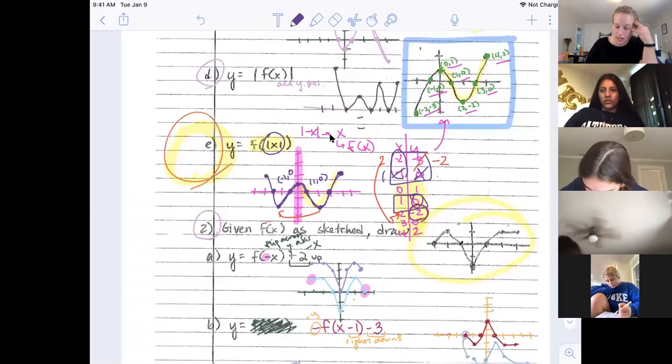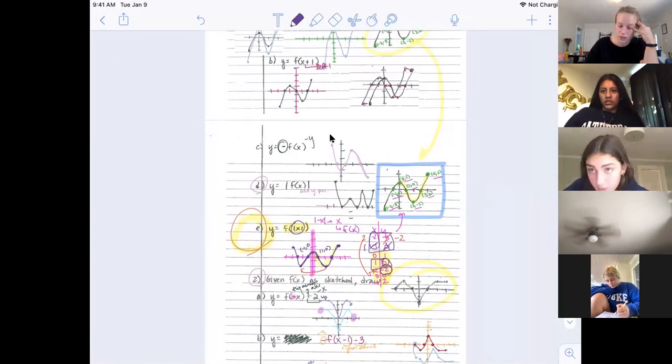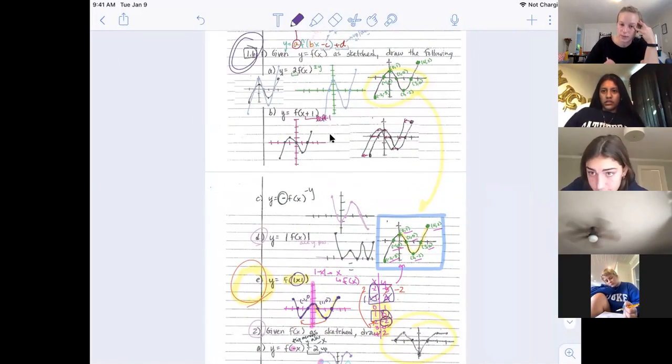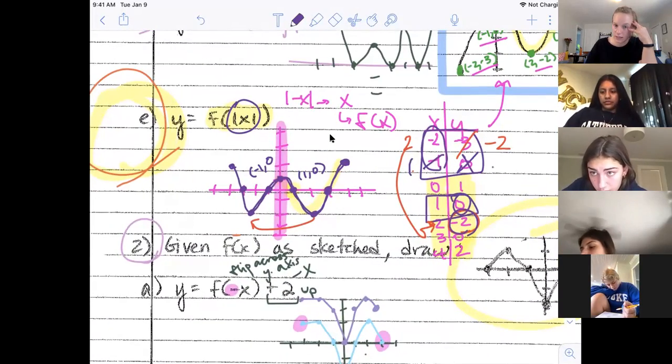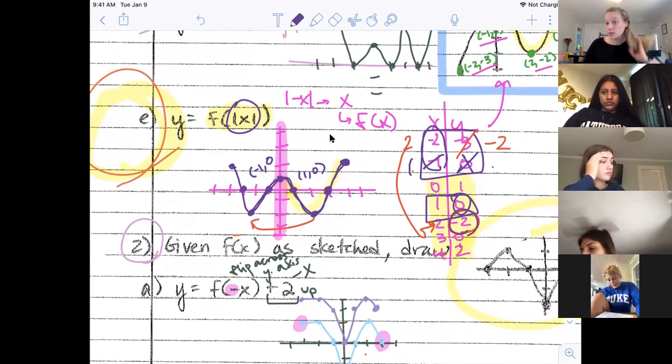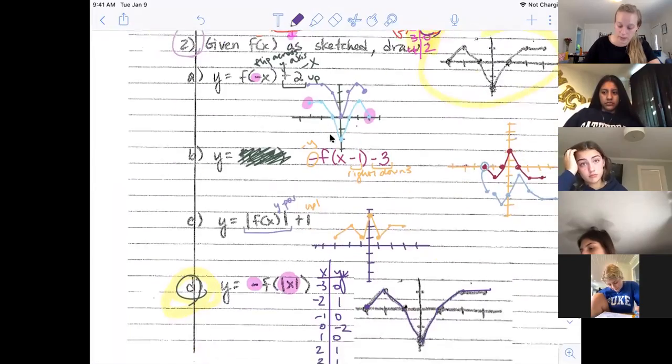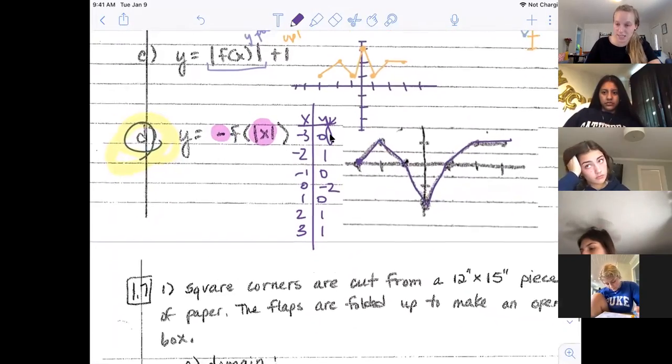We did letter E on our 1.6 notes. So if you go to your 1.6, we did letter E earlier. We're just doing the absolute value of x's. So if you have questions on that one, I can't explain it again, so let me know if you don't remember how to do that or if you missed it. But we just started letter D on number 2.